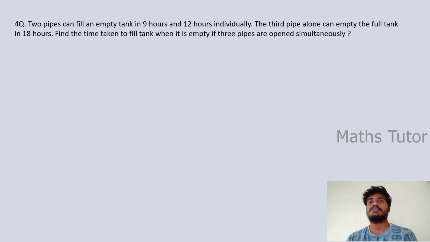And the next question, the fourth question. Two pipes can fill an empty tank in 9 hours and 12 hours respectively, individually. A third pipe alone can empty the full tank in 18 hours. Find the time taken to fill the tank when it is empty and the 3 pipes are open simultaneously, which means all 3 at the same time. What is the time taken to fill the complete tank?